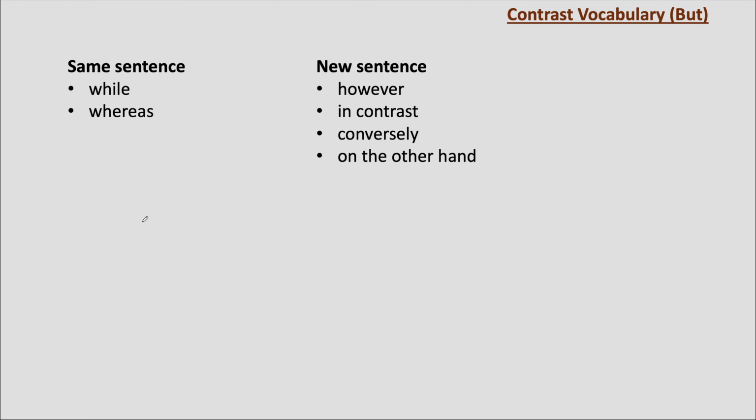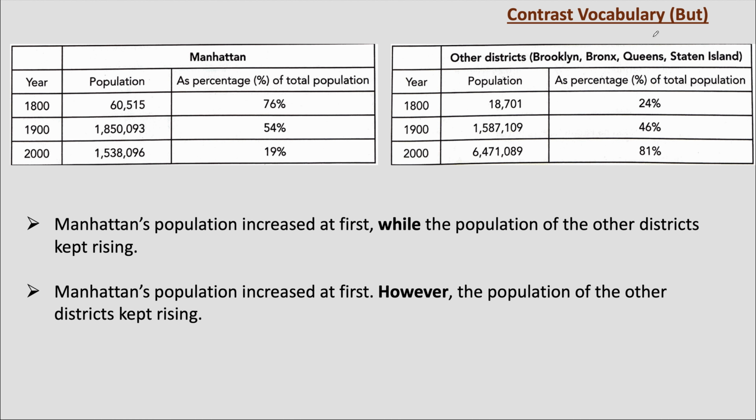In very simple words, these are different ways to say but. Some contrast words are inside one sentence. Other contrast words are used to start a new sentence. The meaning is the same, only the structure changes.